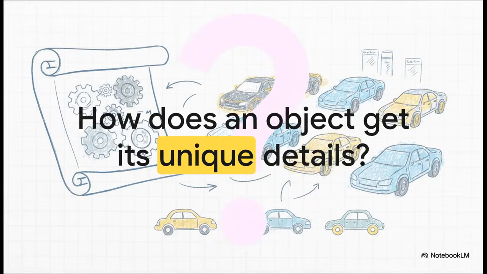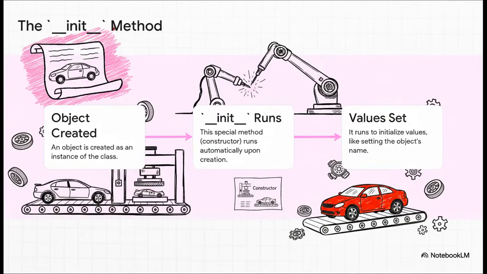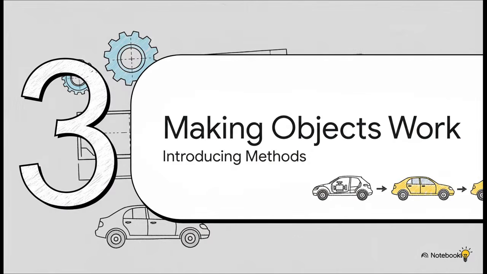Okay, but wait a second. How does that actually happen? How does this new object get its own unique details? How does our car get its specific paint color? Or how does our person object get the name 𝙒𝘀𝘽? Well, it all happens with a special, kind of magical method called __init__. The best way to think about it is like it's the moment a car's engine is turned on for the very first time on the assembly line. It's this automatic process that runs the instant an object is created, and its whole job is to assign all those initial specific properties.